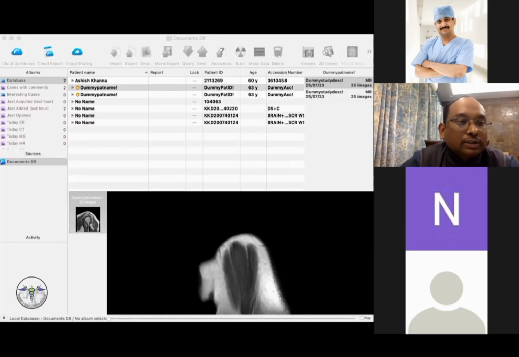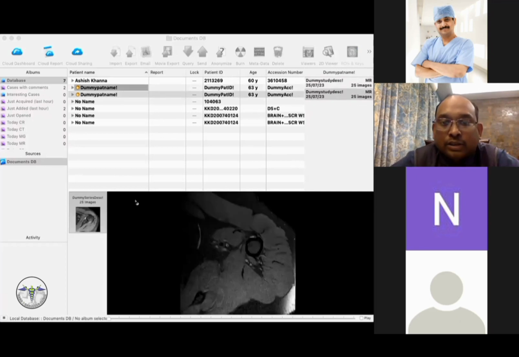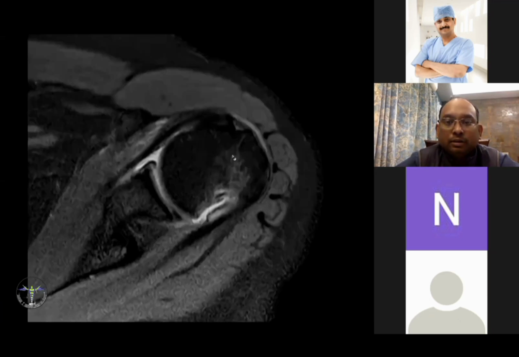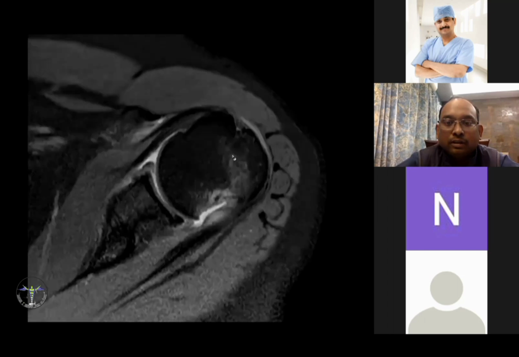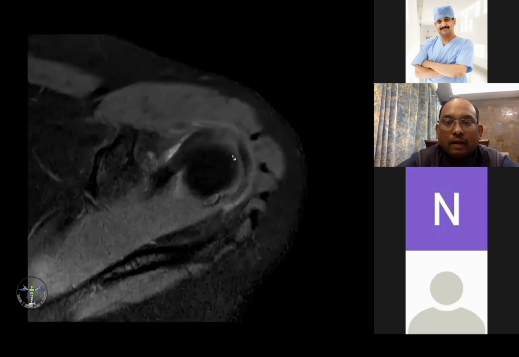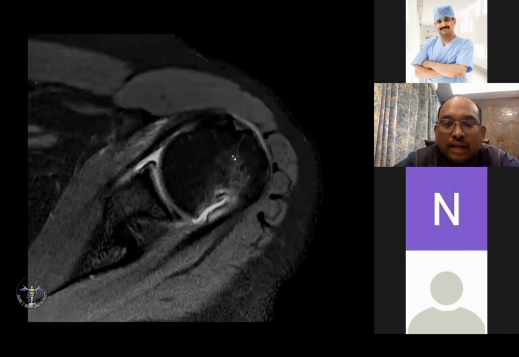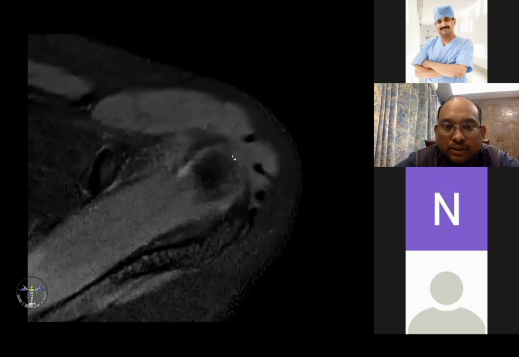Okay. So this is an example. This is the axial image, which is a fat suppressed sequence, and I have told in my previous talk also, we now do a proton density fat suppressed image, which is called a PDFS. Can we make this image bigger? It is not visible. Okay, now it is full screen. So this is the axial proton density fat suppressed image.